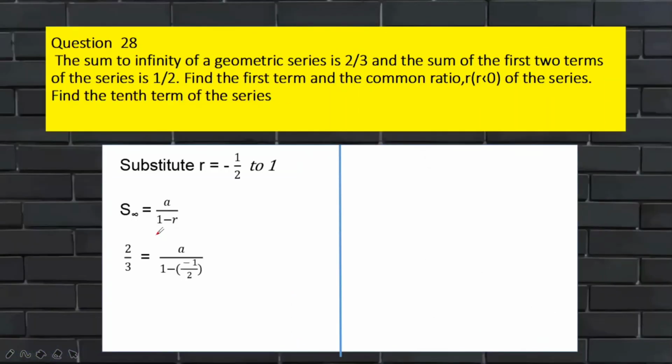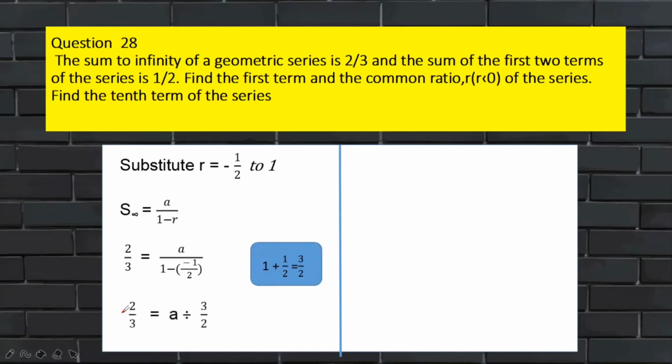Next step is to substitute r equals negative 1 over 2 into equation 1. In this case, S infinity equals a divided by 1 minus r. So S infinity equals 2 over 3 equals a divided by 1 minus negative 1 over 2. And then I'll solve the denominator, which is 1 plus 1 over 2, since negative times negative 1 over 2 gives positive 1 over 2. And I'll get 3 over 2.